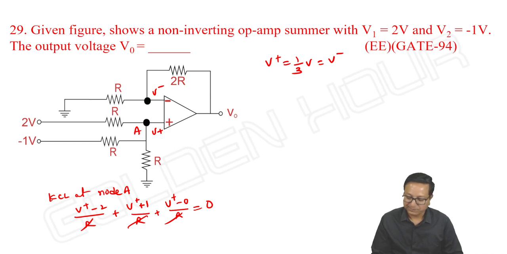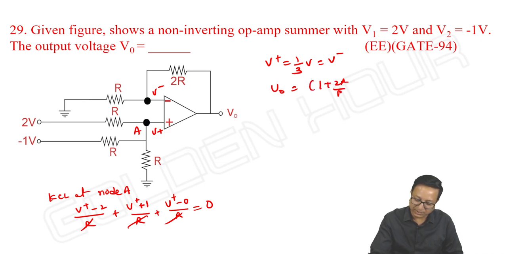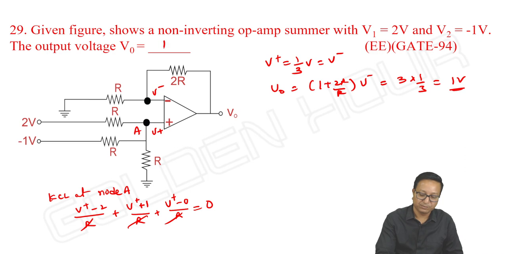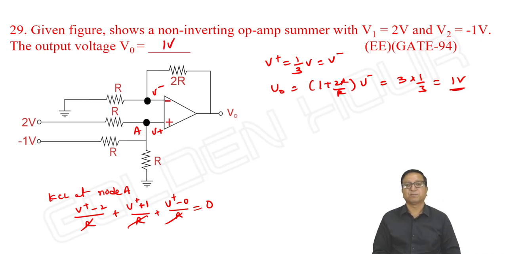Once you get V plus, then what is V output? It is equal to 1 plus 2R by R into V minus. So it is 3 into 1 by 3, 1 volt is the answer. So very simple. See, the op amp is very, very easy, but the topics are more. We just see n number of circuits, but the procedure remains the same.